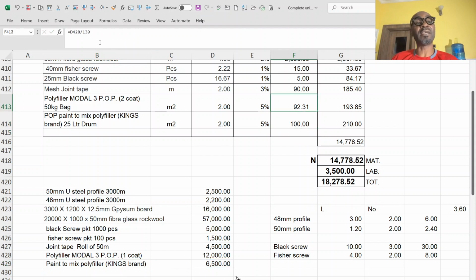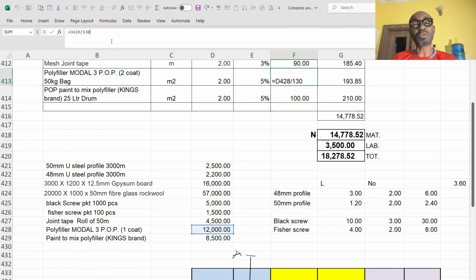Then I divided the cost of the moulder by 130 square meters because a bag will cover 130 square meters in this case. And it is on both sides you are going to screed, that's why you have 2 square meters here. Then on both sides you are going to screed as well. You have this, you have 210, 493. So if you sum the cost for material, you'll be arriving at 14,778.